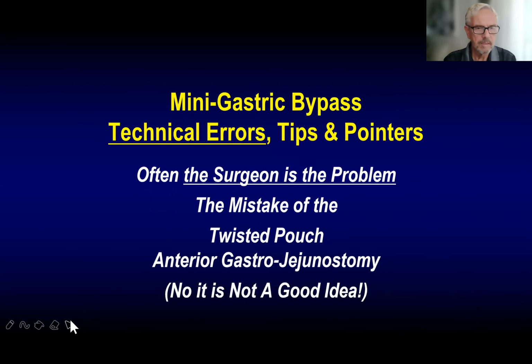Okay, and let's share my mouse. So we're going to talk about technical errors, mostly the twisted pouch today, but also some other things, like how you can make a twisted pouch by doing an anterior Gastro-Jejunostomy. That came up on our discussion group today, so we'll comment on that.